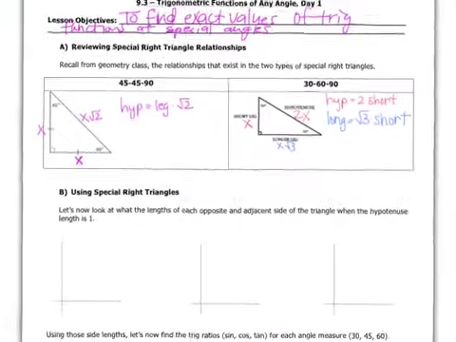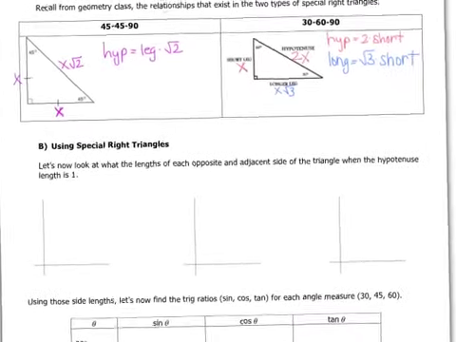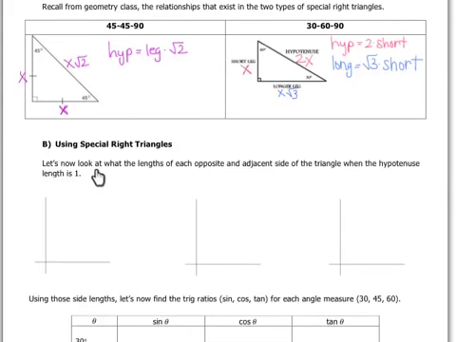What we are going to do now is look at the lengths of the opposite and adjacent side of these types of triangles when your hypotenuse is length 1. Okay? Remember why, like on that third warm-up problem, we talked about the hypotenuse being r? Why did we make that r? The radius for a circle.